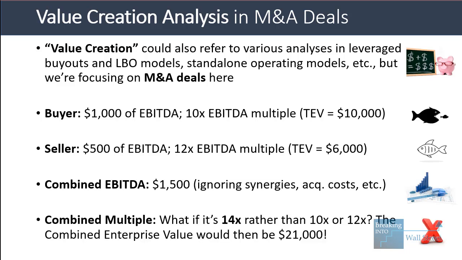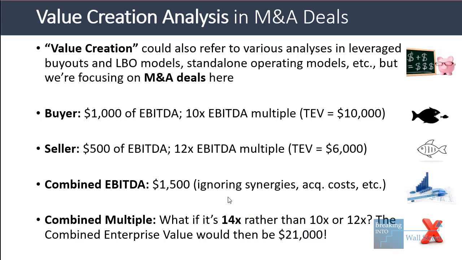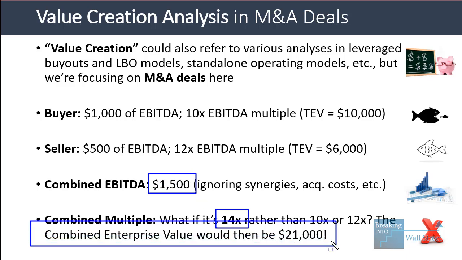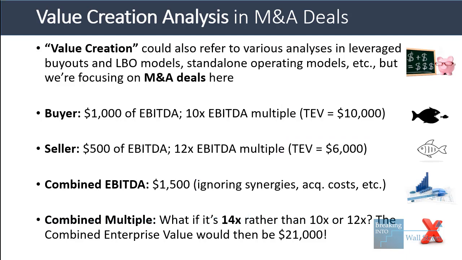But then for the combined multiple, what if rather than the combined company trading at a 10x or 12x multiple, what if it actually trades at a 14x EBITDA multiple? In that case, if you take the 14 times EBITDA multiple and you multiply by the combined EBITDA of $1,500, the combined enterprise value would actually be $21,000. So it wouldn't just be the $10,000 plus the $6,000 here, and we're assuming no premium paid for the seller, but if you add these up and assume that the combined company trades at a higher multiple, the combined enterprise value would exceed the buyer enterprise value plus the seller enterprise value.